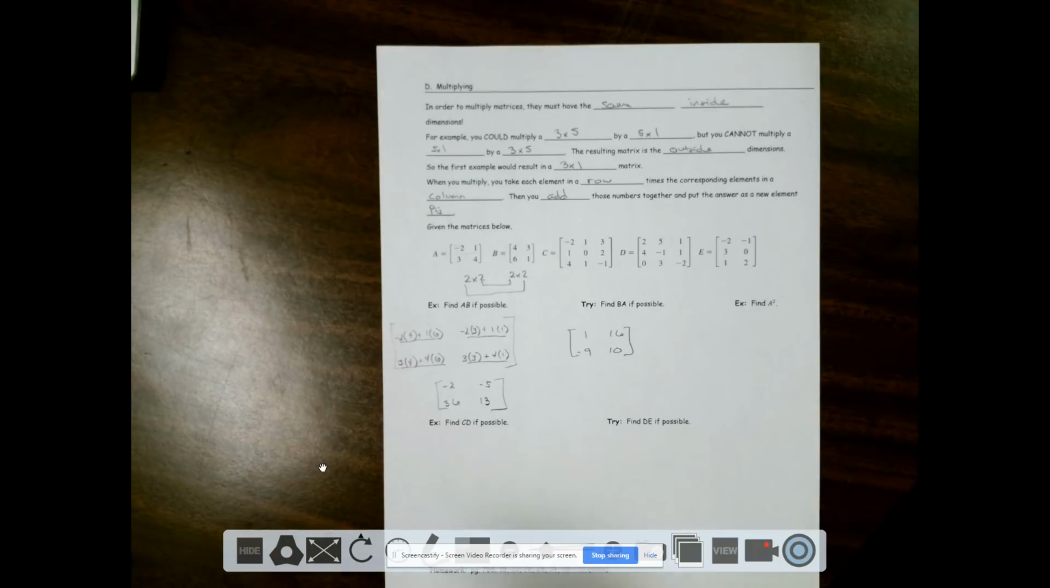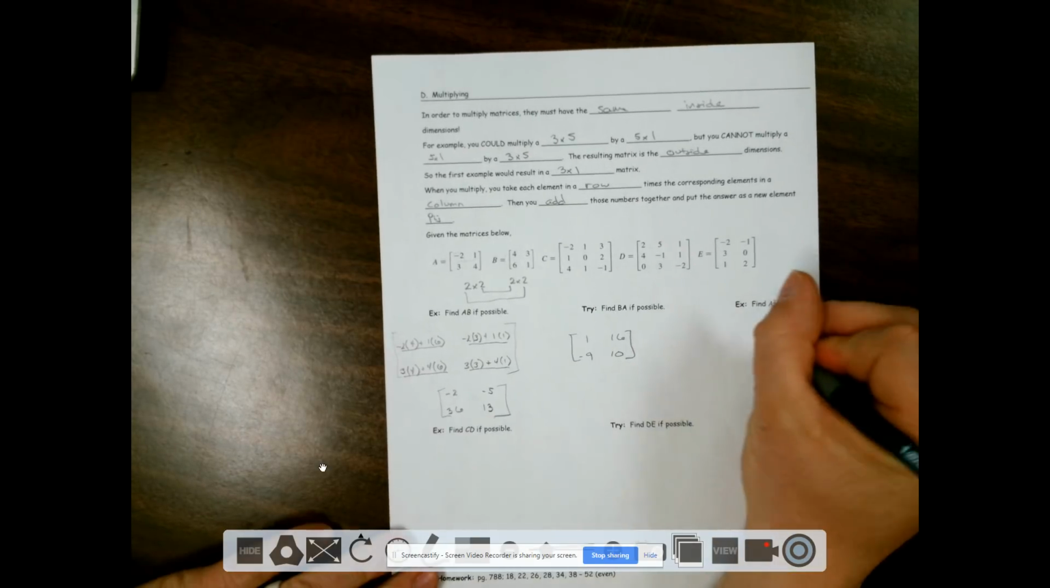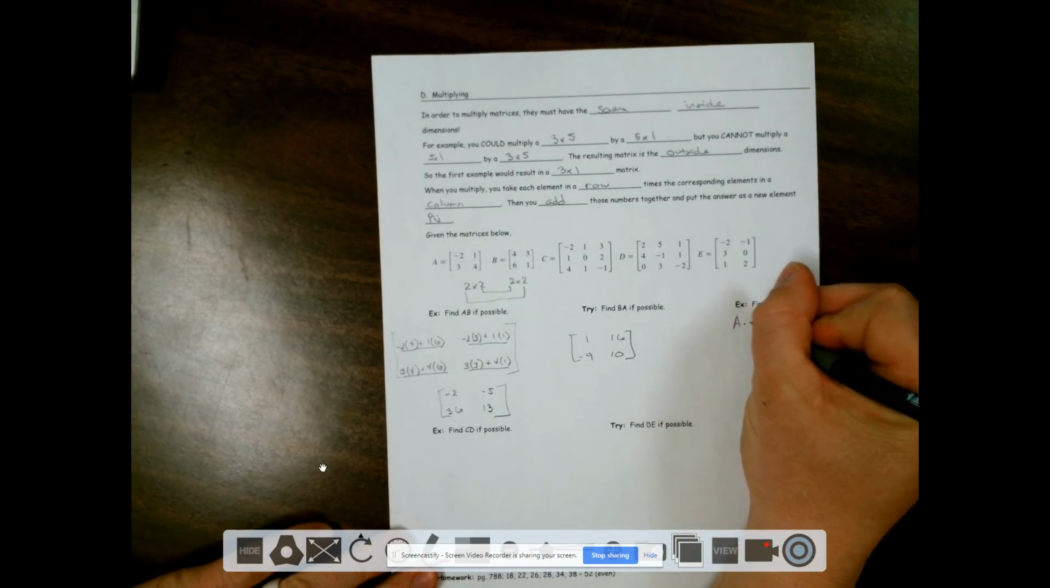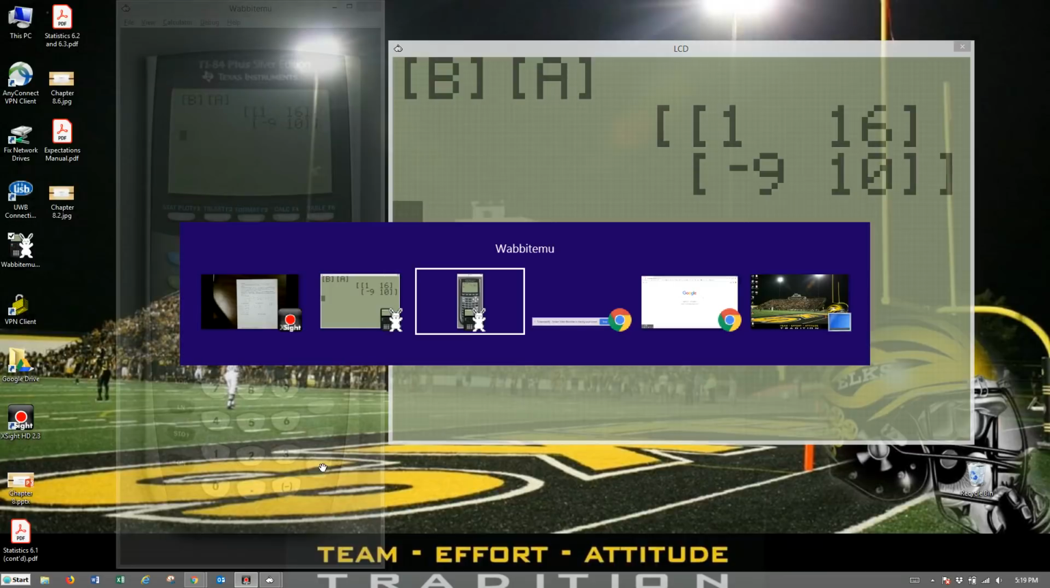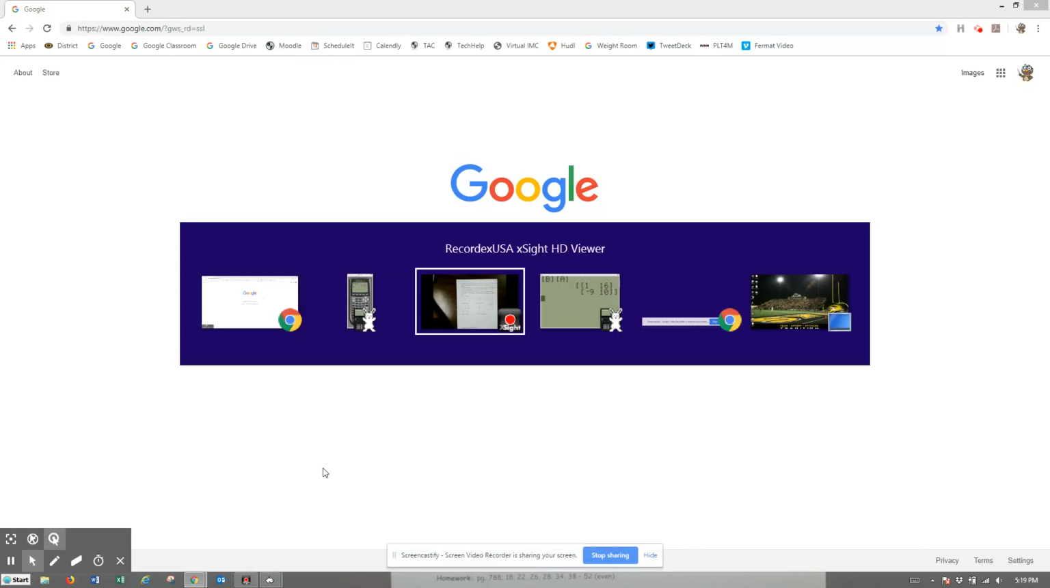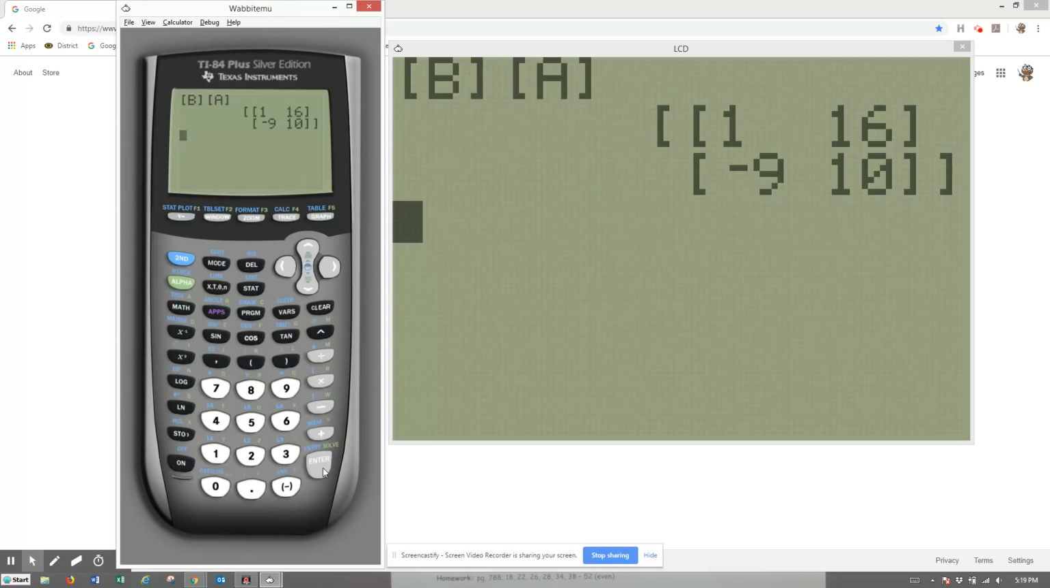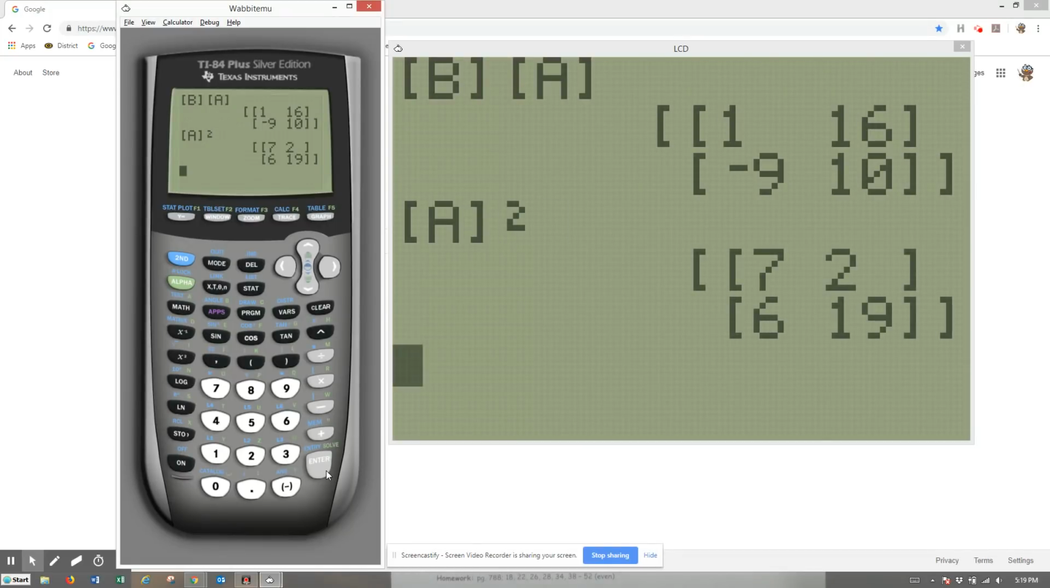Okay? A squared is the same as A times A. So a 2 by 2 times a 2 by 2, the inside dimensions match. So we're going to be able to do it. Let's go ahead and get our calculator to do it for us. On my screen, there we go. So second matrix A, and we can go ahead and square it just like we square any other number and get the answer 7, 2, 6, 19.